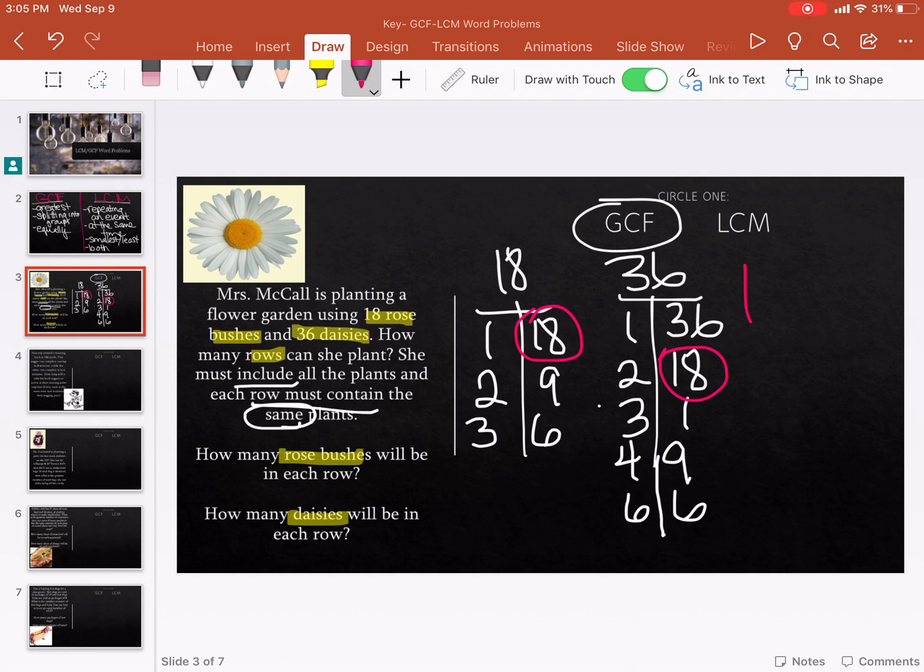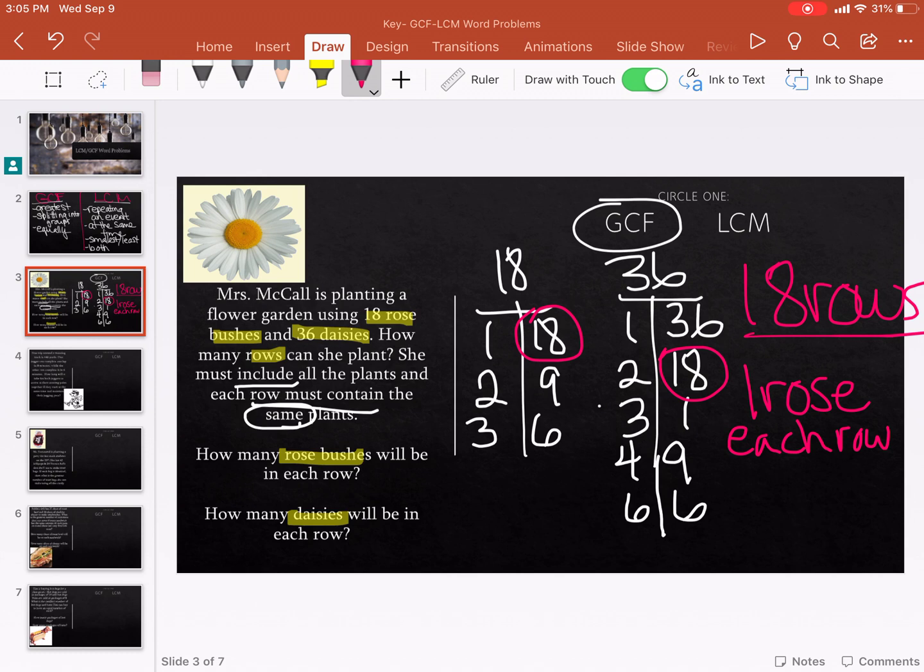So it is going to be in 18 rows. Okay, so there's going to be 18 rows. So the question is, how many rose bushes are there going to be? So think about it. If there's 18 rows, there's 18 rose bushes. There is going to be 1 rose in each row.